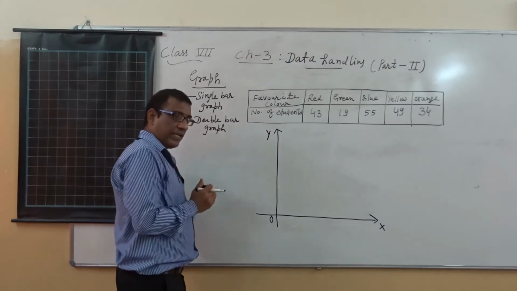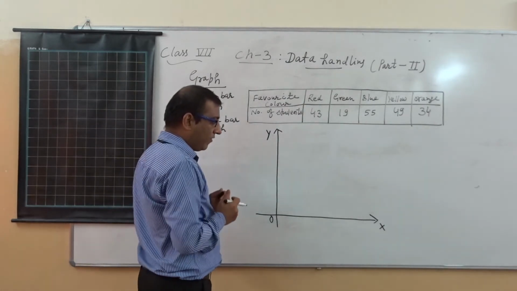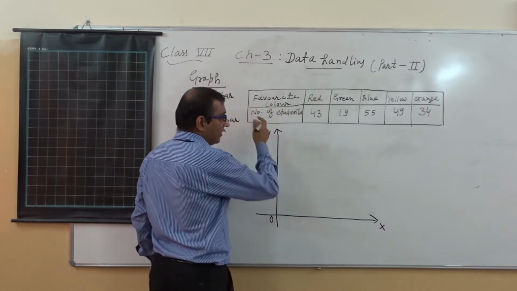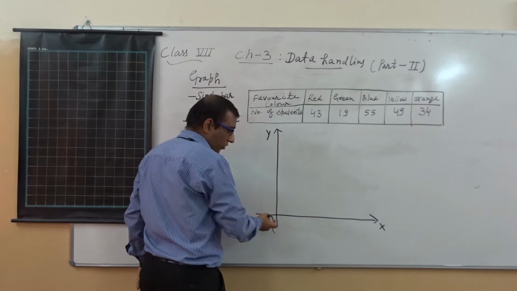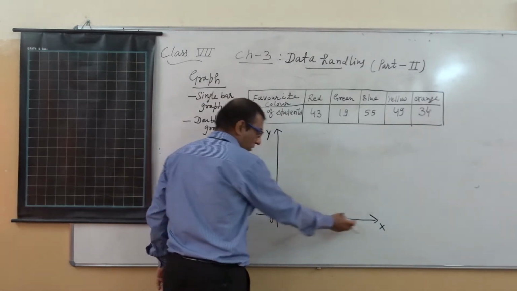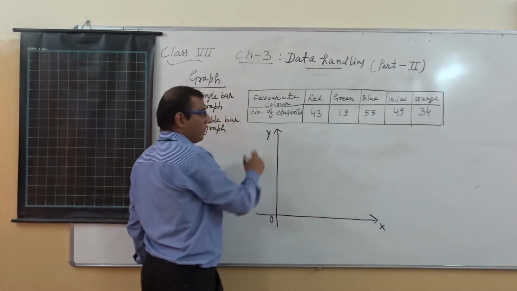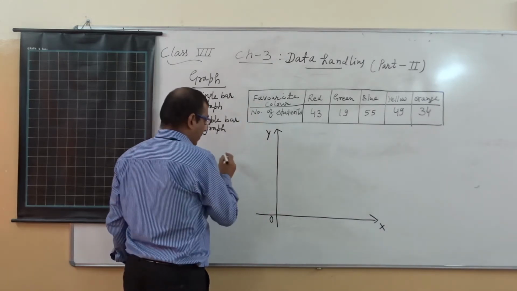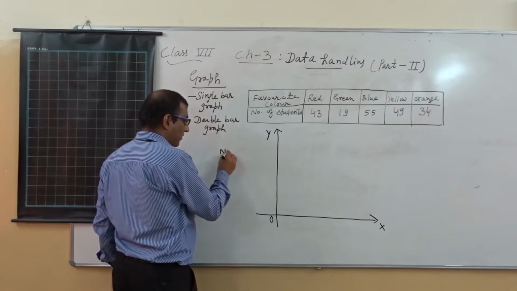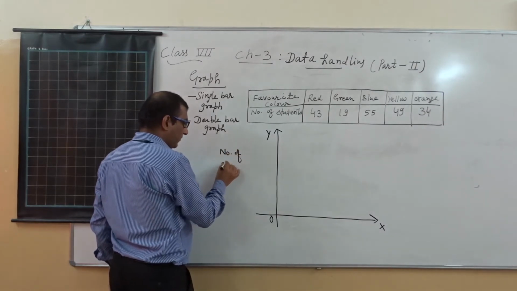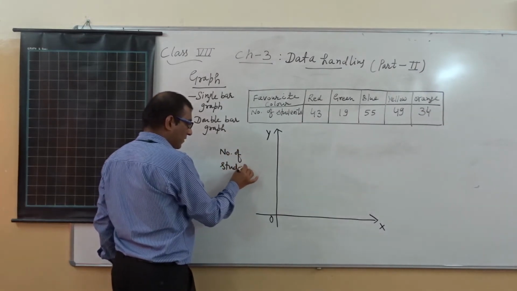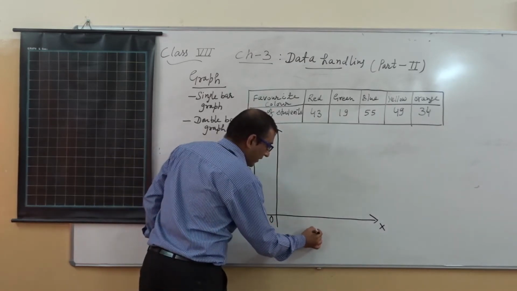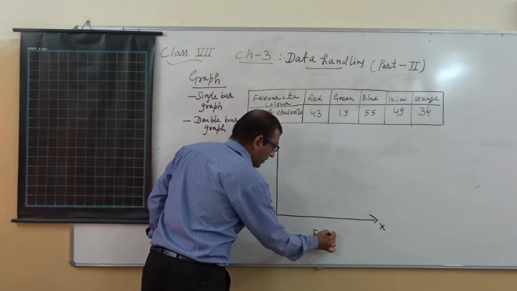Now first we will take a scale. How can we take the scale? If you see, different colors are there. These different colors we will take on the horizontal axis, that is the OX axis, and the number of students we will take on the vertical axis, that is our OY axis. So here we will write number of students, and here we will write their favorite color.